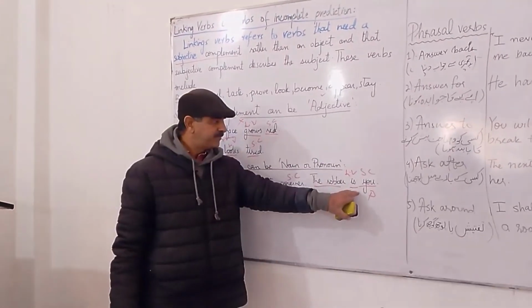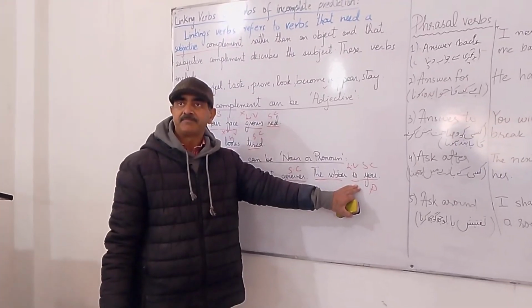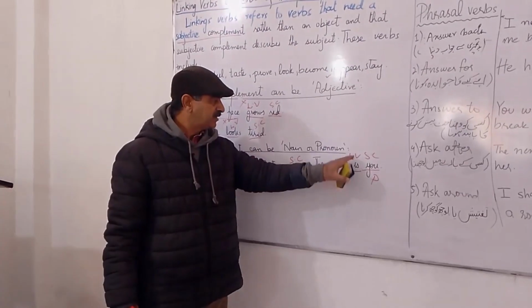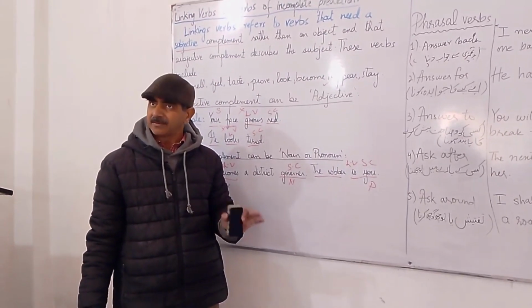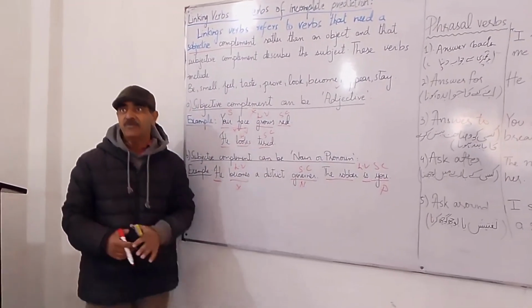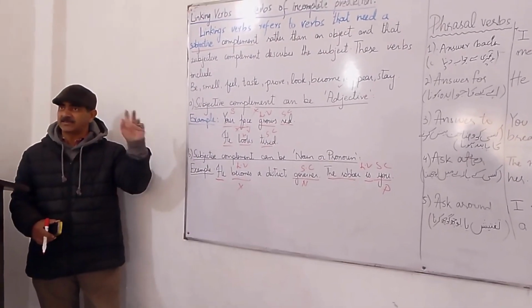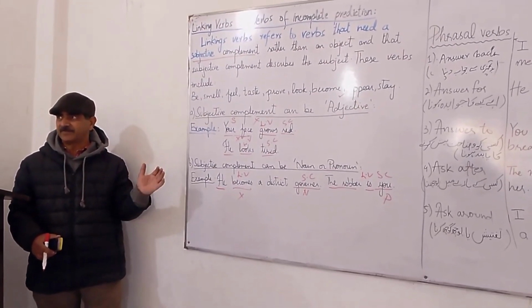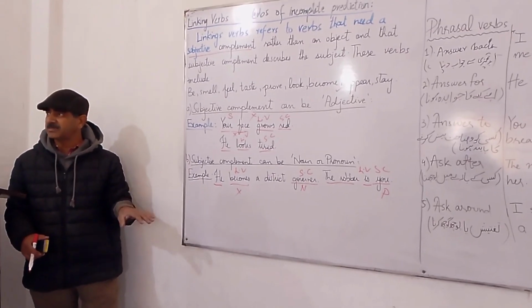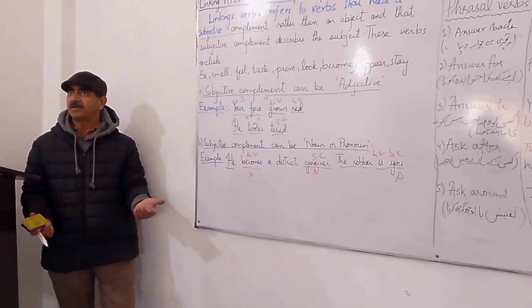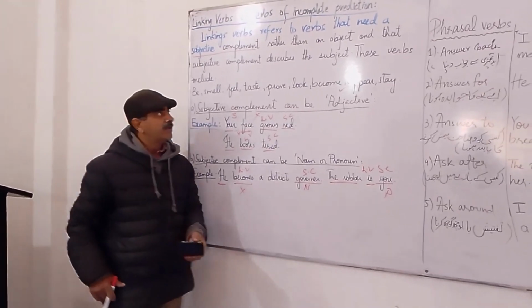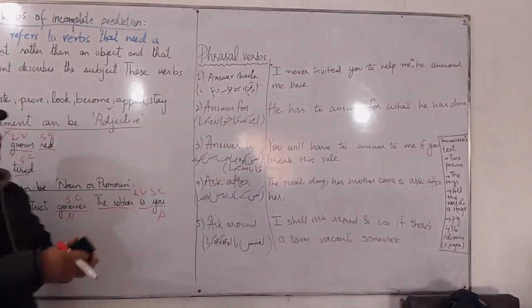If we cross it out, the robber you, does it make sense? No. If you want to identify a linking verb, just cross it out and read the sentence. If it loses the meaning, it means it is a linking verb. Clear? Next one, folks.